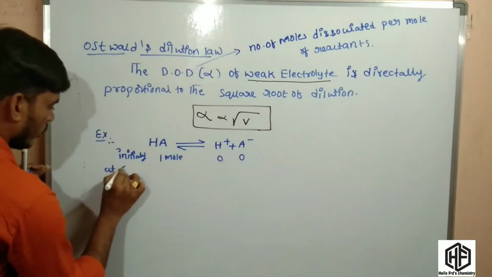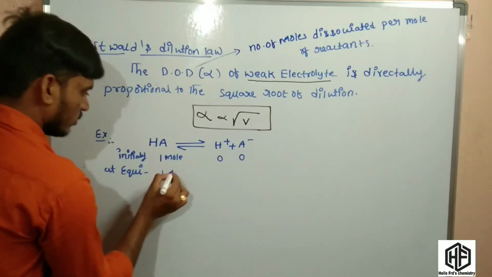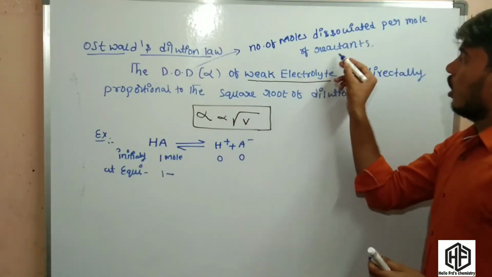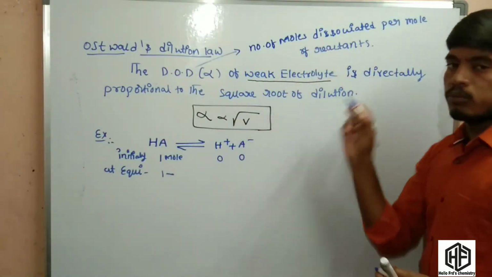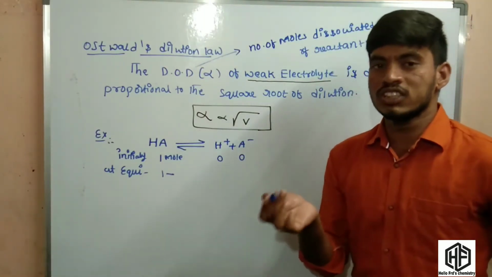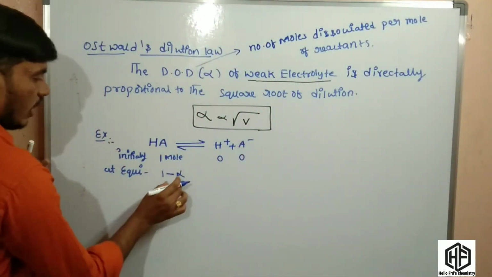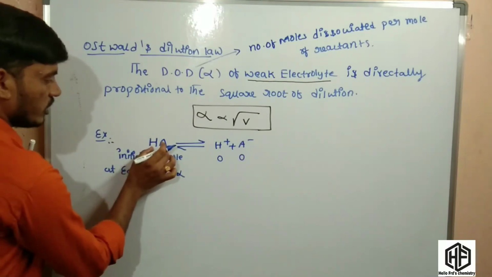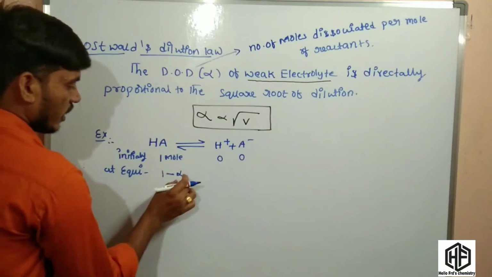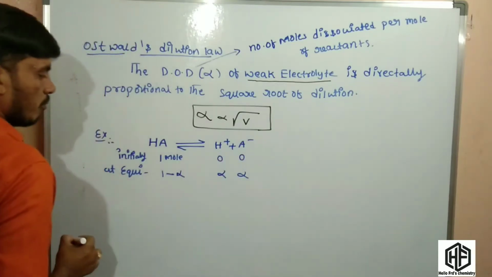At equilibrium, what happened there? The degree of dissociation is the number of moles dissociated per mole of reactants. This is the 1 mole. Alpha moles are dissociated. Now 1 minus alpha is the number of moles of the reactant at equilibrium. And for H plus and A minus, alpha moles are dissociated, so alpha and alpha are present.